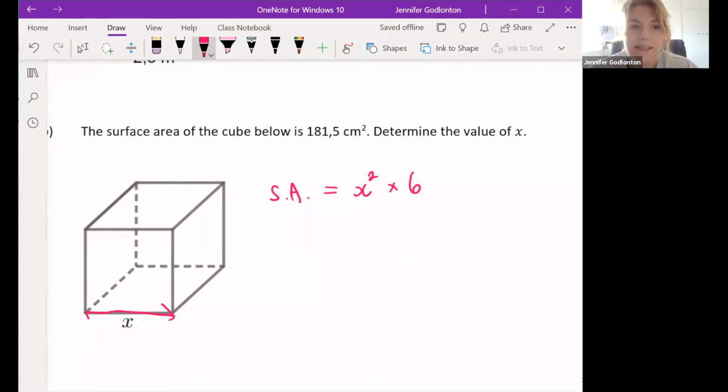Now the question says the surface area of the cube below, so we know it's a cube, is 181,5 centimeters squared. Determine the value of x. So I want you to think about where we're going to put those things and then try and find the value of x for me.